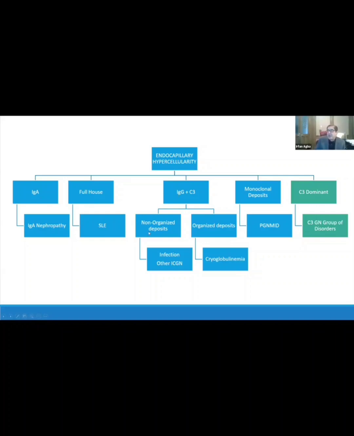If you see IgG and C3 and non-organized deposits, you're probably looking at an immune complex GN or another infection. If you're looking at organized deposits, you're probably looking at cryos. If you're looking at monoclonal deposits, you're looking at PGNMID. If you see only C3 deposits, you're kind of going into the C3 group of disorders. And this is where the line is.